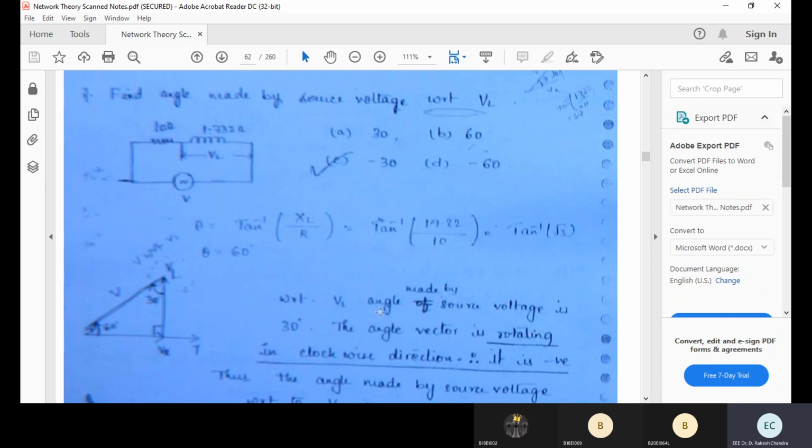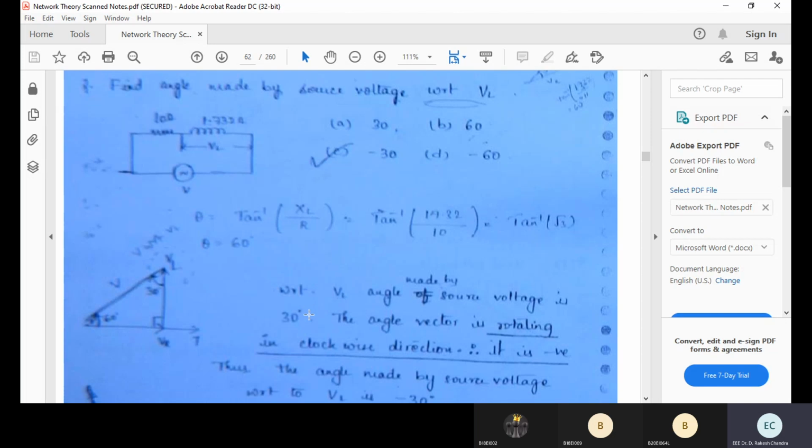L into omega, whose value he mentioned as 17.32. It is not 1.732, it is 17.32. He mistakenly has written it like this, and the resistance value is 10. Then what is tan theta here? Your theta is equal to tan inverse of 17.32 by 10, which is equal to tan inverse of root 3. Then what is theta? Theta is equal to 60 degrees.